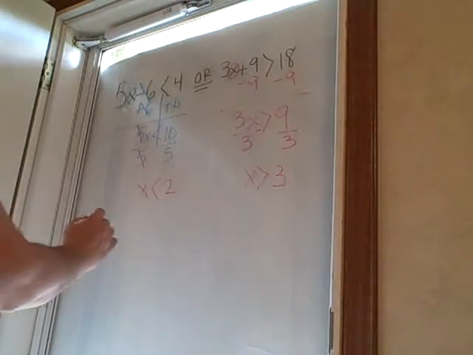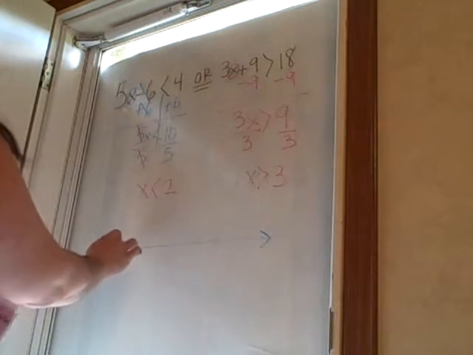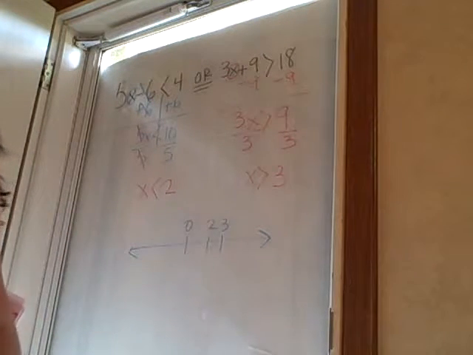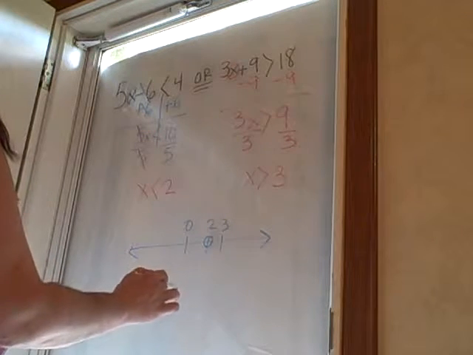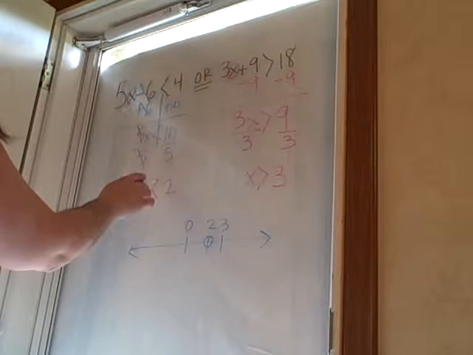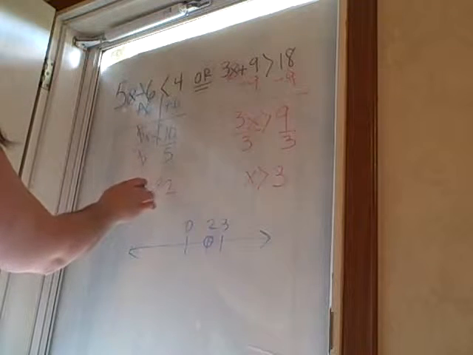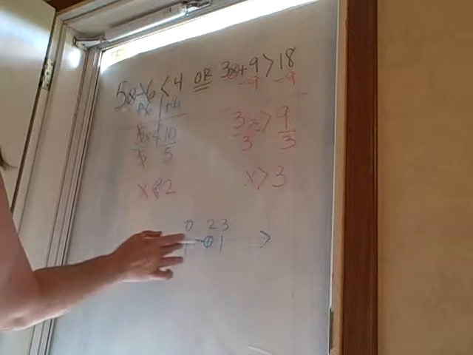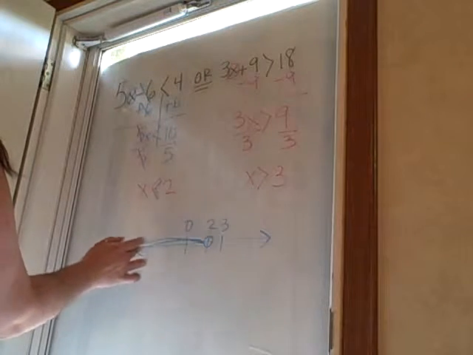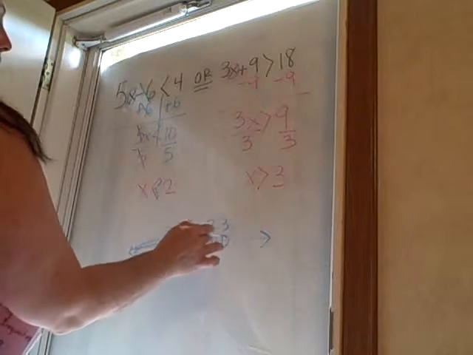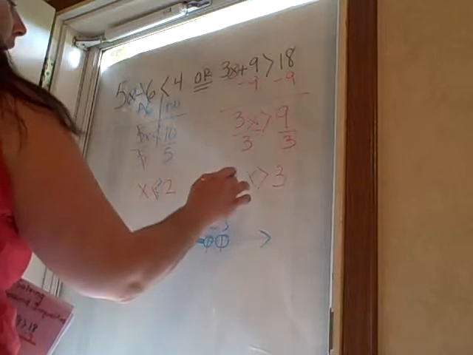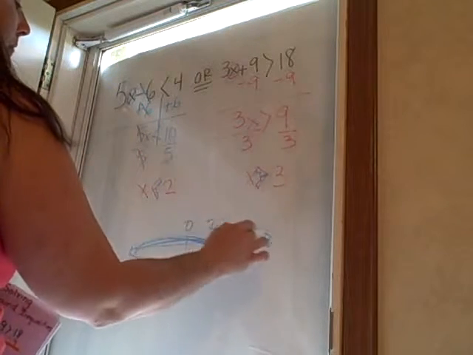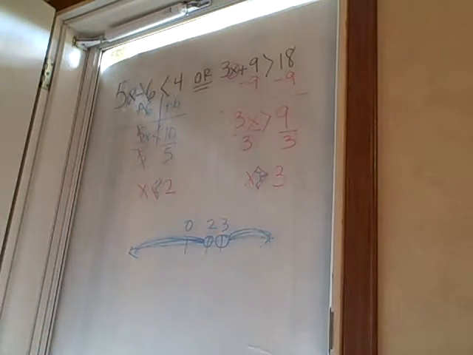How do I graph that? On my number line, I put a 0, 2, and 3. I draw an open circle at 2. x is smaller. This one is bigger. Remember, the mouth is eating the bigger number. So x is smaller, which means the numbers that are over here. 0 is smaller than 2. At 3, we draw a circle. x is bigger than 3. The mouth is eating x this time, so that means we're shading in that direction.